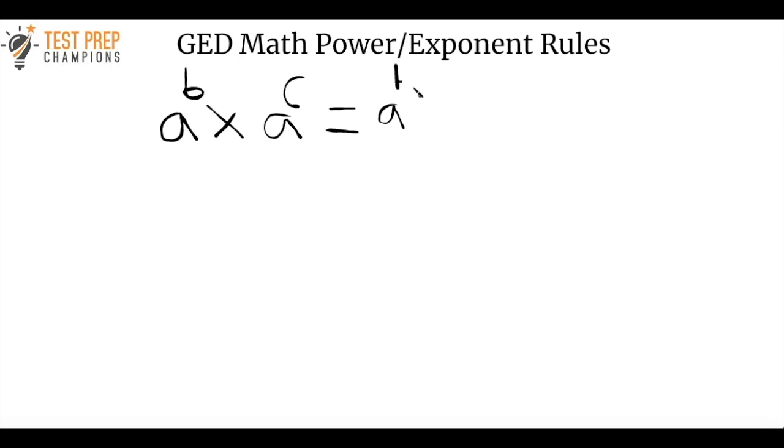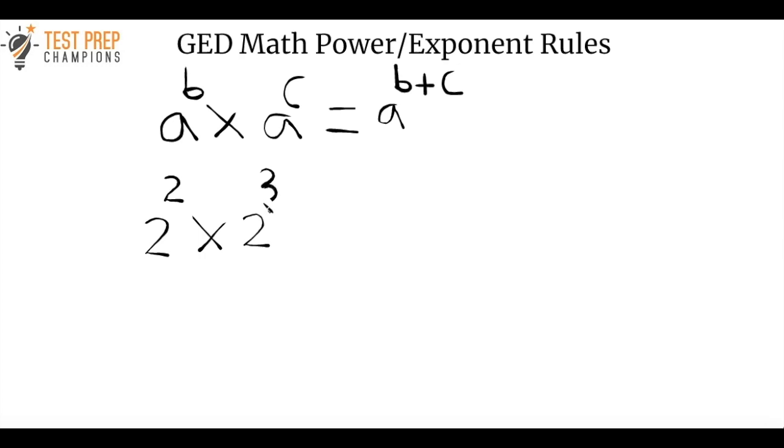raised to b plus c. Now, it might sound like I'm speaking a foreign language here because we're just looking at the general case here and we're not looking at numbers. So let's do that. Let's look at some numbers here. Okay, so let's say that we've got 2 squared times 2 to the 3rd power.